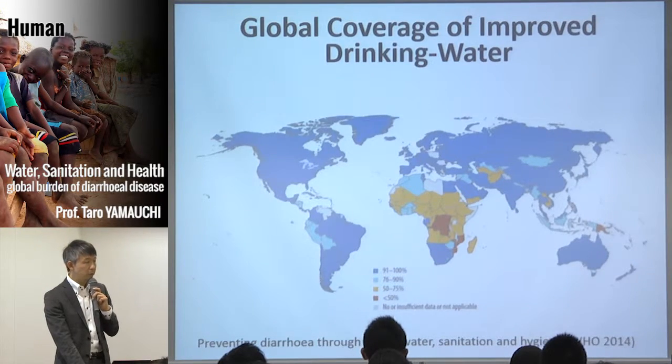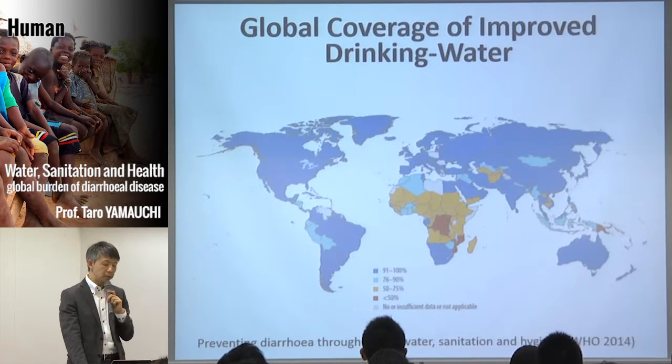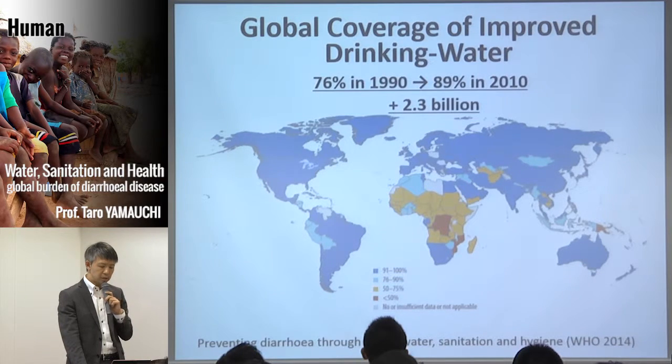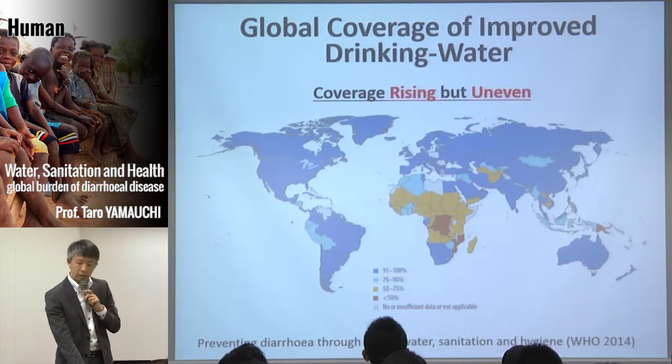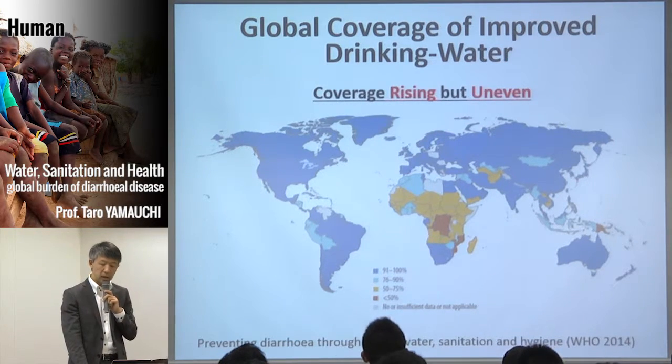The Millennium Development Goal, MDG, target for drinking water was met in 2010, and coverage has continued to rise. In 1990, 76% of the global population had access to improved drinking water. In 2010, this figure had reached 89%, an increase of 2.3 billion people. However, as evident in this map, the coverage is uneven.